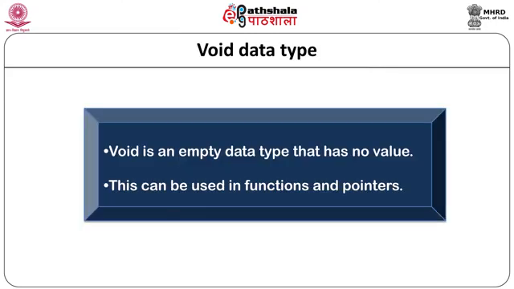The void data type is an empty data type that has no value. This can be used in functions and pointers. We will see the C function topic to know how to use the void data type in functions, with simple call by value and call by reference, in the next session.